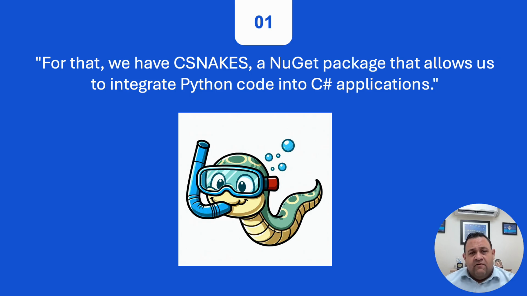Now, for that, we have CSnakes, a NuGet package that allows us to integrate Python code in a C# application. The goal of CSnakes is exactly that: to take something from the Python ecosystem, add it to a .NET app, and enhance it. There are mature libraries in Python that .NET still doesn't have.